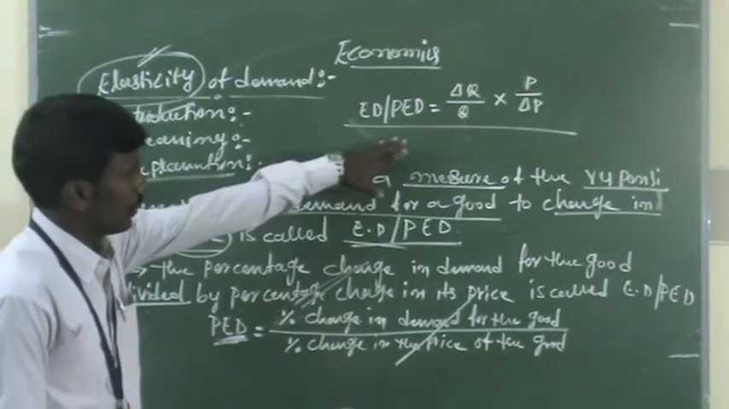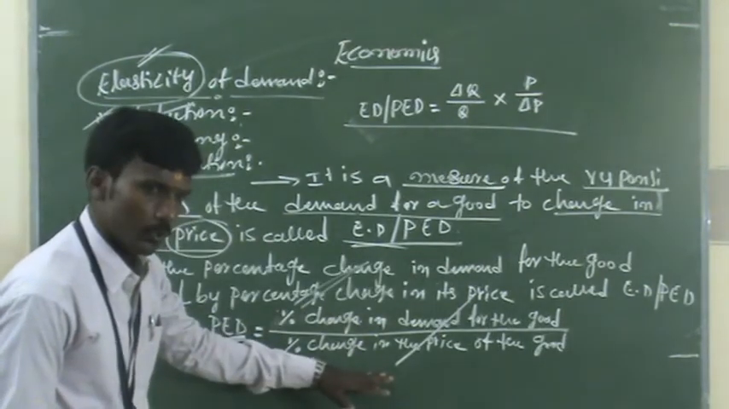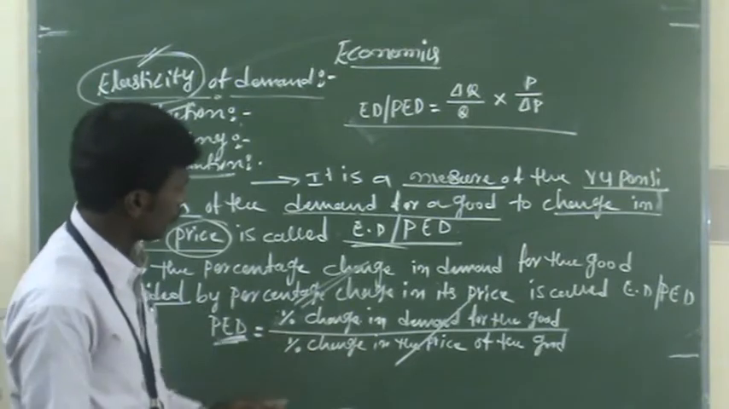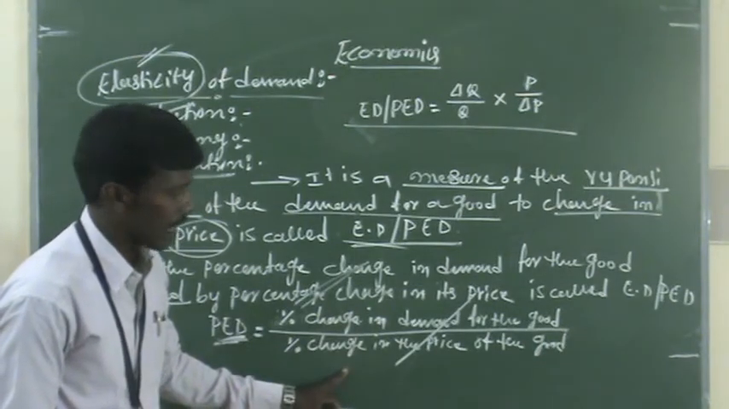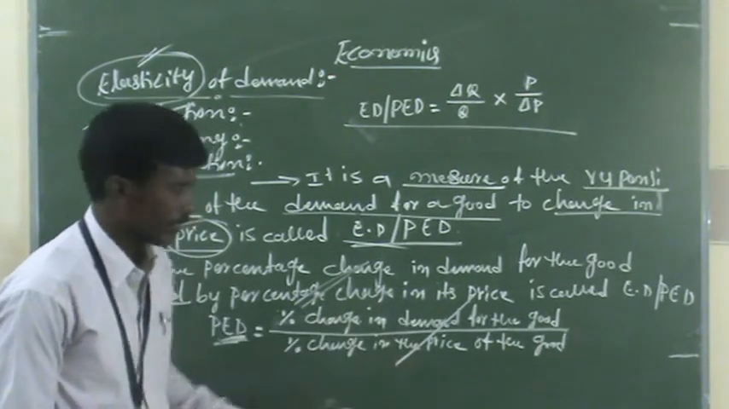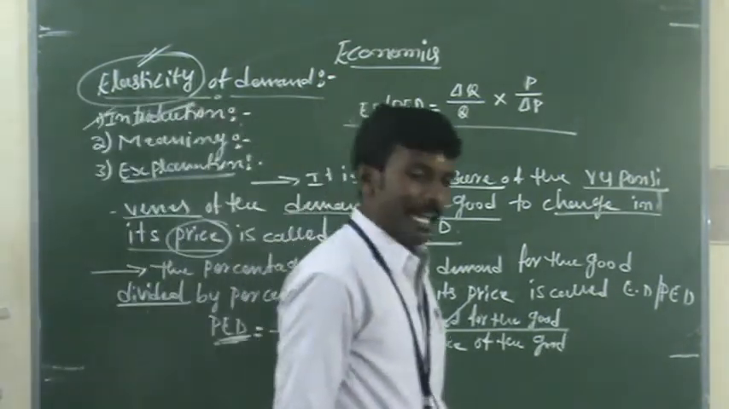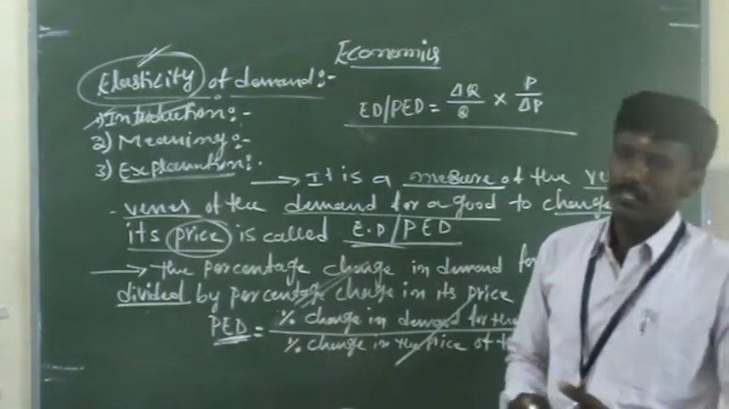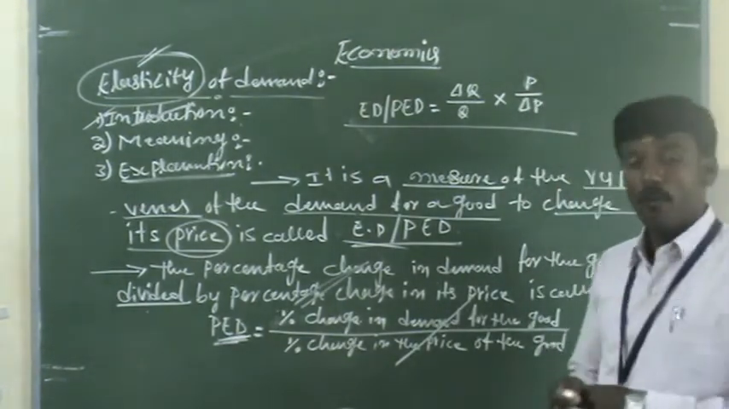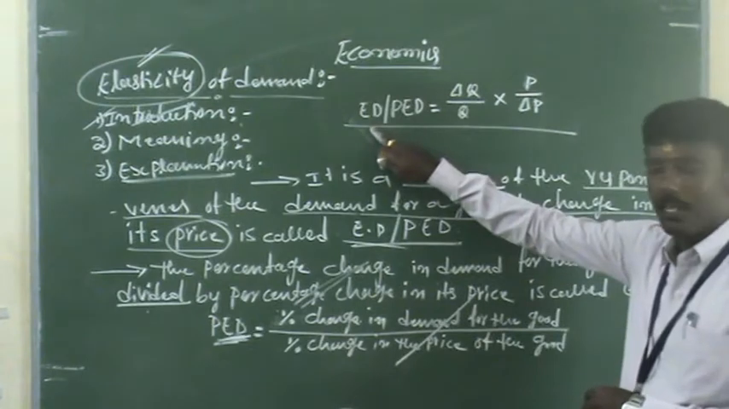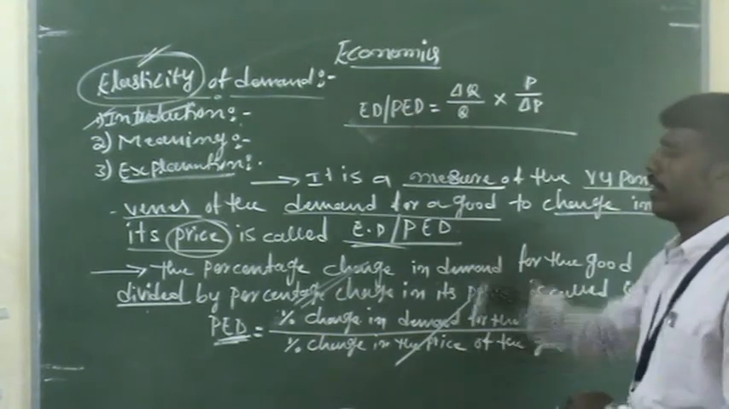See students, two types of meanings, and the second meaning we are going to represent through the equation also. You already know that it is the percentage change in the demand for the good divided by the percentage change in the price of the good. ಅಂದ್ರೆ ಇದರಿಂದ ಭಾಗಿಸಿದಾಗ ಸಿಗ್ತಕ್ಕಂಥದ್ದೇ PED or the ED ಅಂತ ಕರೀತೀವಿ. Now the concept of the price elasticity of demand, here we can also represent it in a formula, that is, ED or PED equals delta Q by Q into P divided by delta P.